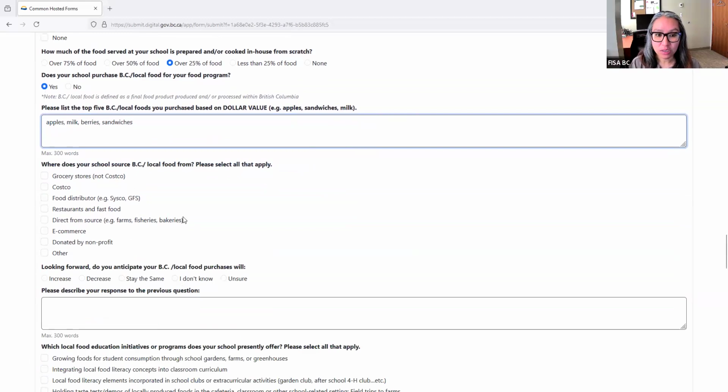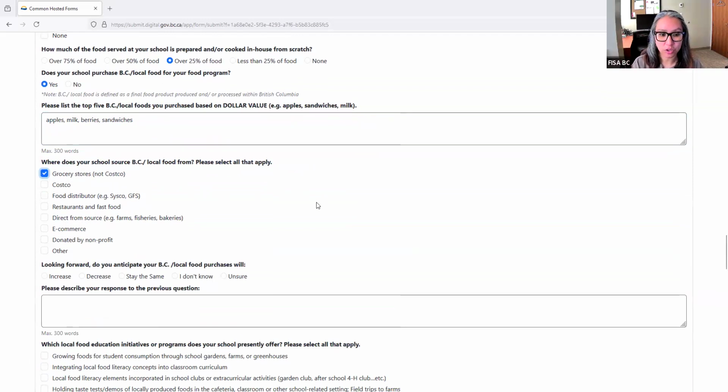And then we're going to do, where does your school serve BC local food? Remember, it's very similar to the question that we have above: grocery stores, Costco, Sysco, or other, Gordon Foods. We have restaurants and fast food. It's very similar to what we are buying. So I'm just going to say grocery stores. Most of you are doing a lot of Save-On-Foods, so that could be your answer.